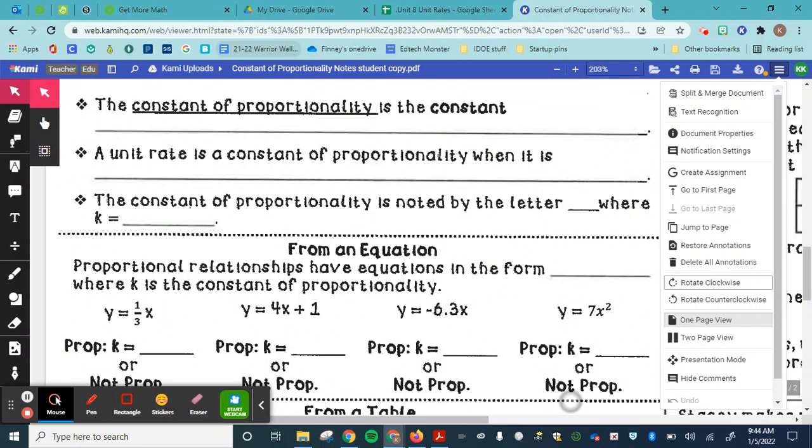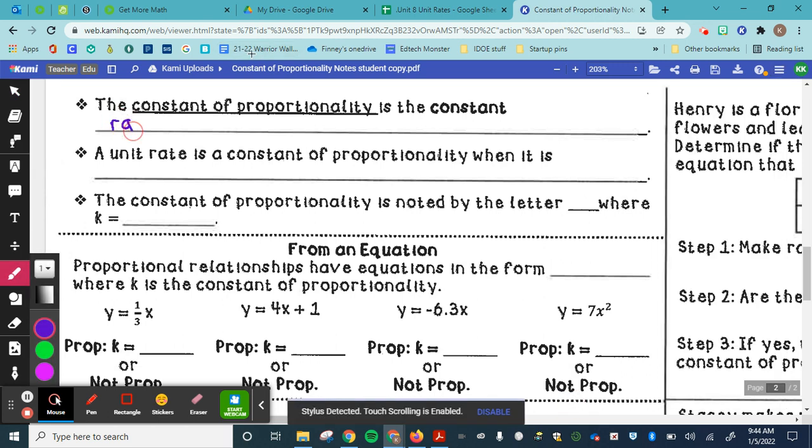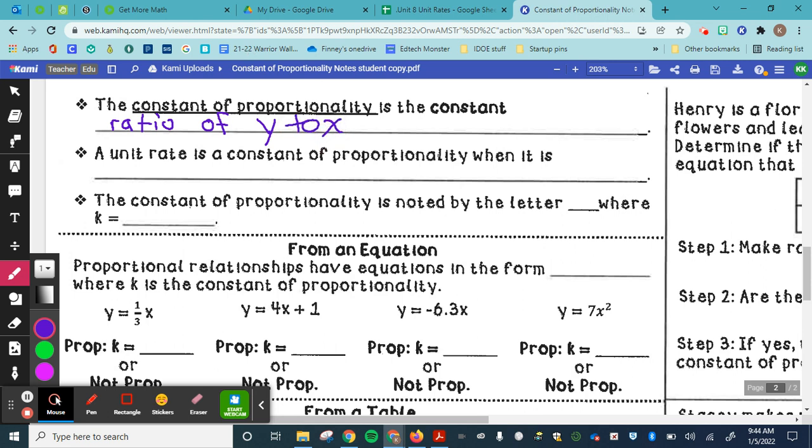So we're learning something brand new today. Constant of proportionality is actually a combination of a bunch of things that we have already learned. So your first part, the definition: constant of proportionality is the constant ratio of y to x. So it's the ratio of y to x.